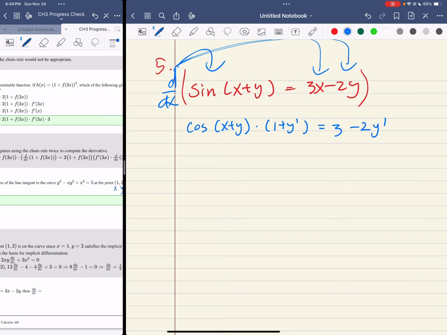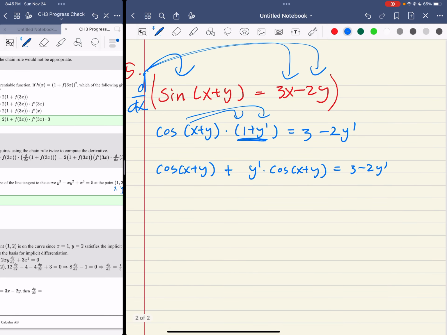What should I do? I'm going to distribute this one to here and here. So it's going to be cosine of x plus y plus y prime times cosine of x plus y equals 3 minus 2 y prime. And here what I did is, do you see this one's 1 plus y prime? I just distributed cosine to this one and this one, okay? Something that you don't usually do.